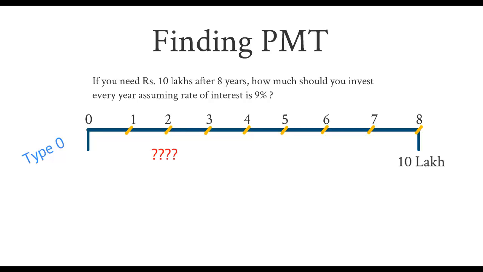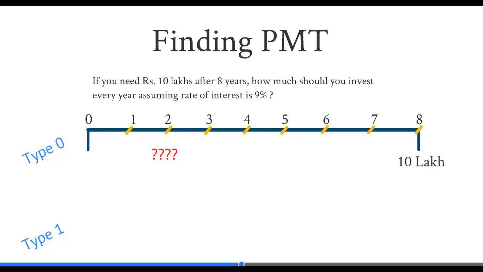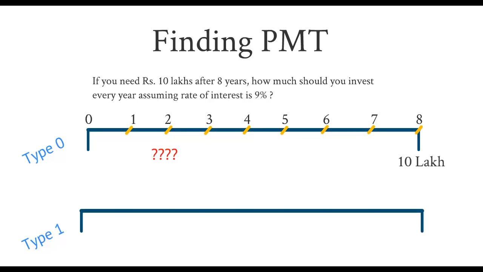So you could reach 10 lakh by investing at the end of each period, or you could also do that by investing at the beginning of the period. Beginning of the period is type 1. So at any given point you will have only two types, either type 0 or type 1. Type 0 represents that the cash flows are happening at the end of each period, whereas type 1 says that the cash flows are happening at the beginning of each period.